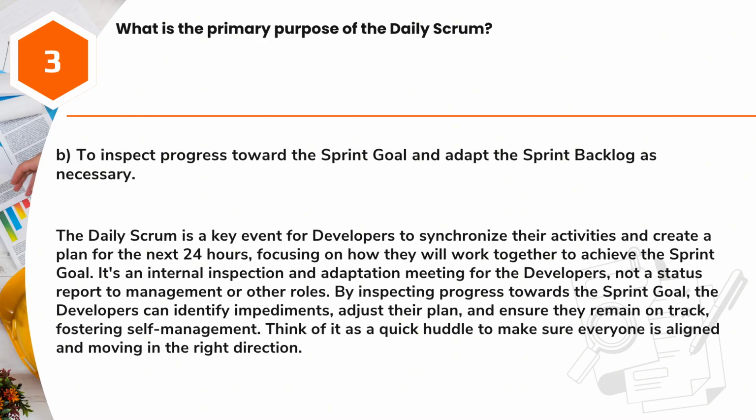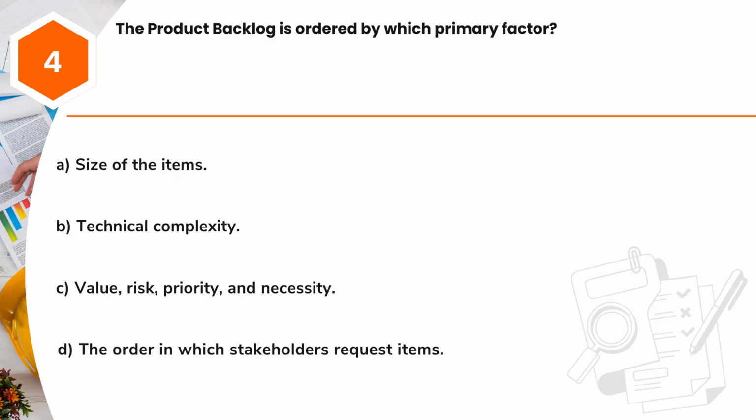Question 4. The product backlog is ordered by which primary factor? A. Size of the items. B. Technical complexity. C. Value, risk, priority, and necessity. D. The order in which stakeholders request items.